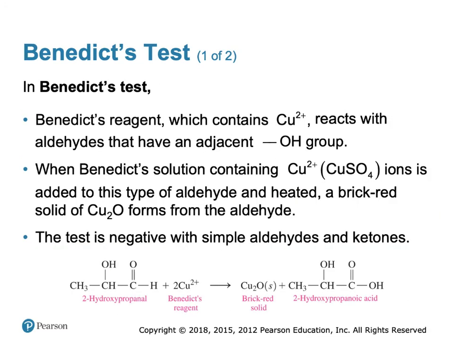In Benedict's tests, Benedict's reagent contains copper 2 plus ions, which will react with aldehydes that have an adjacent OH group. This is also an important test for sugars because we will learn that carbohydrates are polyalcohols, where they have multiple OH groups. When Benedict's solution containing copper 2 plus copper sulfate ions is added to this type of aldehyde and heated, a brick red solid of copper oxide forms from the aldehyde. The test is negative with simple aldehydes and ketones.